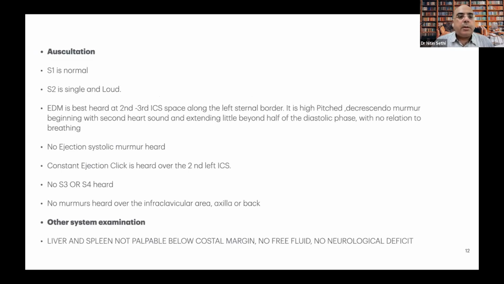No ejection systolic murmur was heard. However, a constant ejection click was heard over the left second intercostal space. No S3 or S4 heard. No murmurs heard over the infraclavicular area, axilla, or back. Other systemic examination was normal. No liver and spleen were palpable below costal margin. No free fluid and no neurological deficit was present.